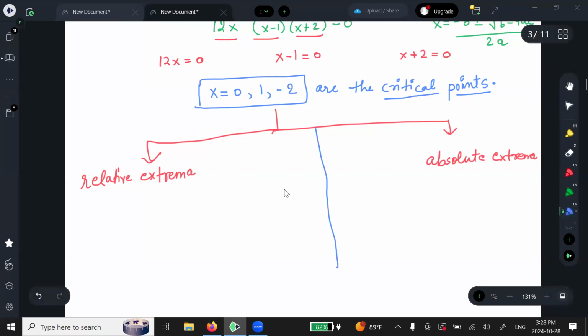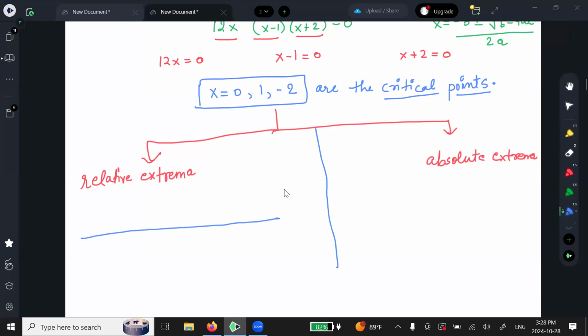I will draw a number line. I will use my interval that is given to me in the question, and I'll separate it with the critical points. So plot your critical points here: -2, I got 0, I got 1. 1 is not even in the interval because they only want the interval to 0.5. Well, we will still plot our critical point. Ignore that.